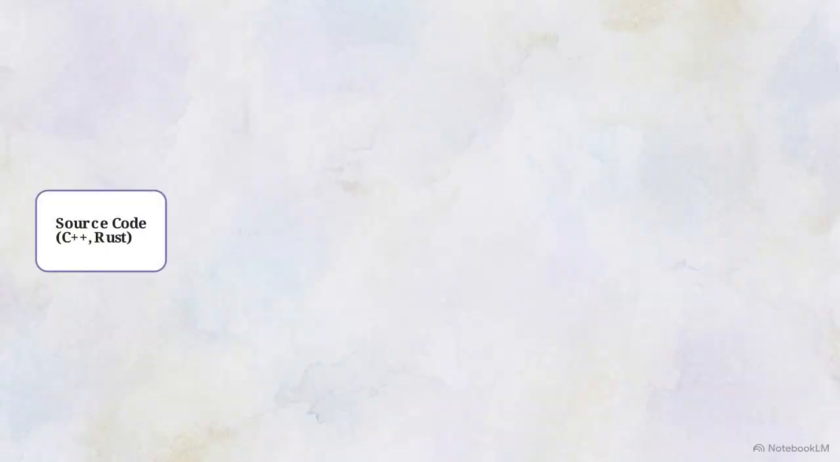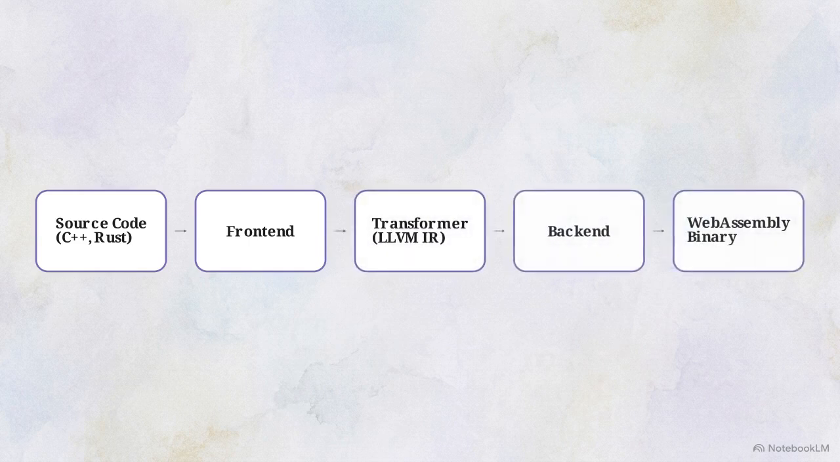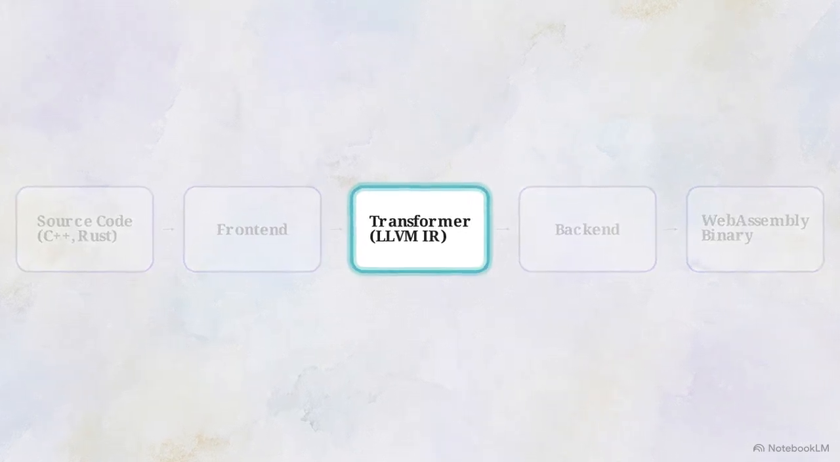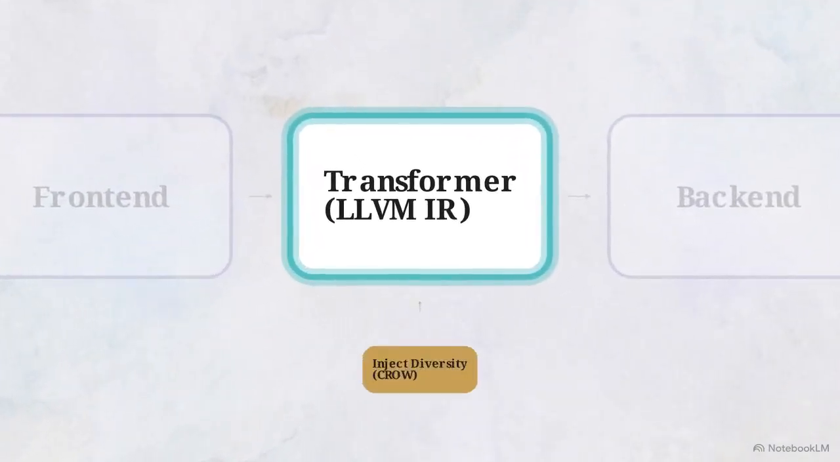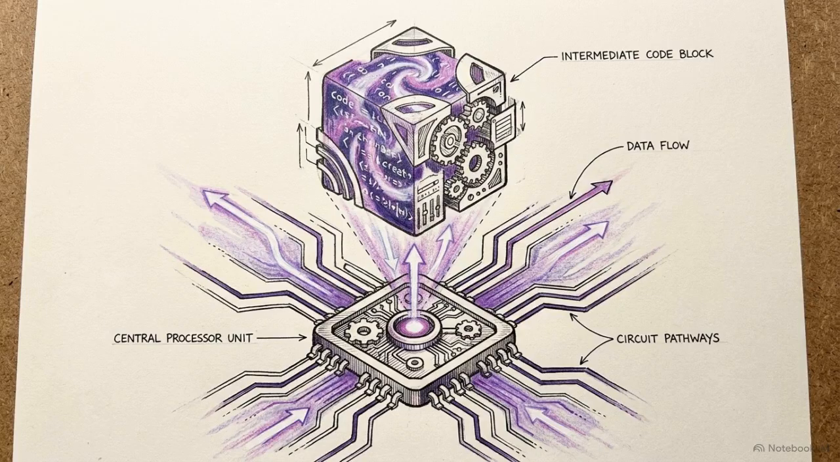In standard pipelines, source code moves through a front end, translates into an intermediate representation, and passes through a back end into a WebAssembly binary. This LLVM intermediate representation provides an optimal stage for injecting diversity before the code is finalized. Crow is an automated tool engineered to intercept this LLVM intermediate representation and apply enumerative synthesis.